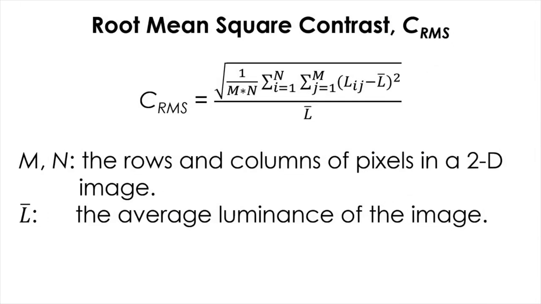And finally, the root mean square contrast, or RMS contrast for short, is used for more complex images and patterns, such as natural images or random stereograms. Here the numerator is basically the standard deviation of the pixel intensities or luminance in two-dimensional images, scaled to the mean luminance, which is the denominator. This contrast ranges from 0 to 1, assuming that there is no outlier in the image.